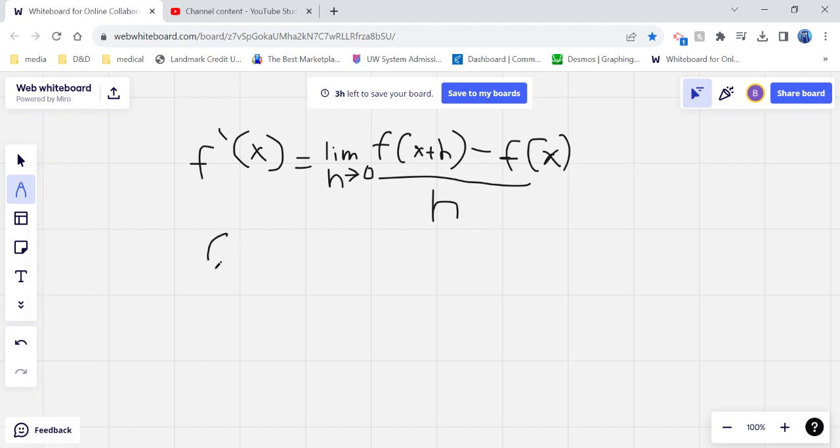So let's say, for an example, f of x equals x squared.